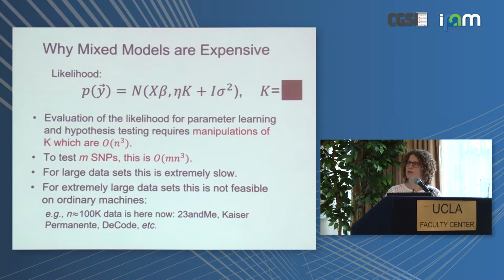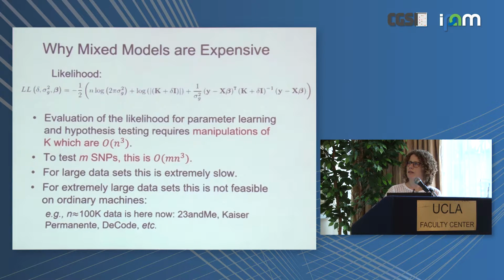So why are these models expensive? This is a multivariate Gaussian likelihood, and if you write it out, you don't really need to know what everything is here, but what you see is this K here is that genetic similarity matrix, and you see inverses of essentially K, and you see determinants of K, and these algebraic computations are the ones that kill you. These are the cubic computations.